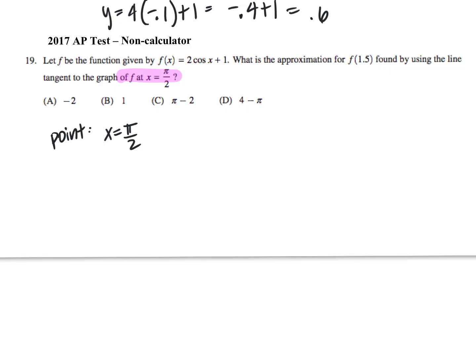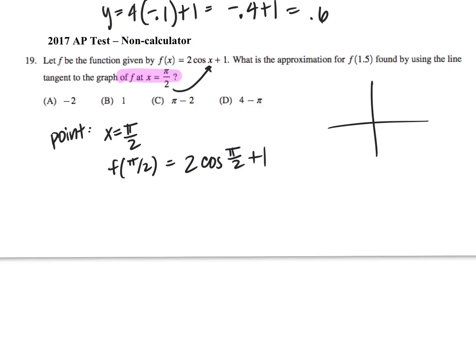Very good, sir. My x is pi over 2. Let's go get my point. If x is pi over 2, we've got f of pi over 2 would be 2 cosine pi over 2 plus 1. If this was free response, we could have left it here, but it looks like we're going to have to get an answer. Pi over 2, where is that, you guys? Up top. That's the point 0, 1. What is my cosine there? Good. What's f of pi over 2? Good. So my point is going to be pi over 2, 1.